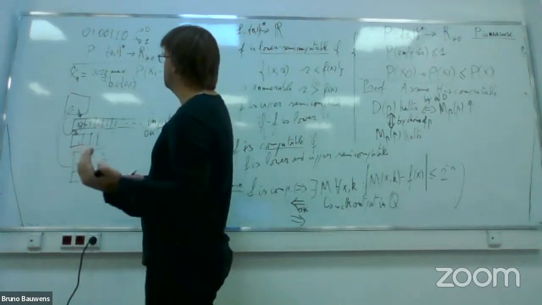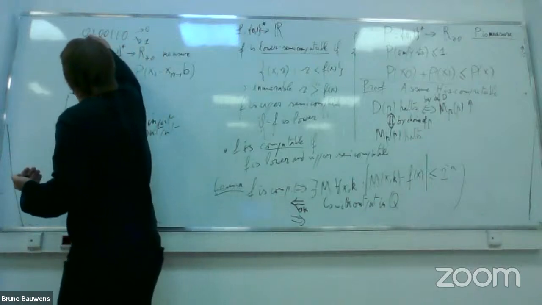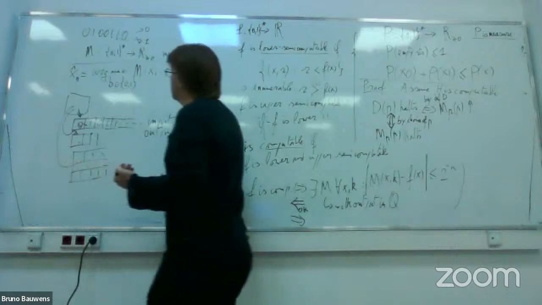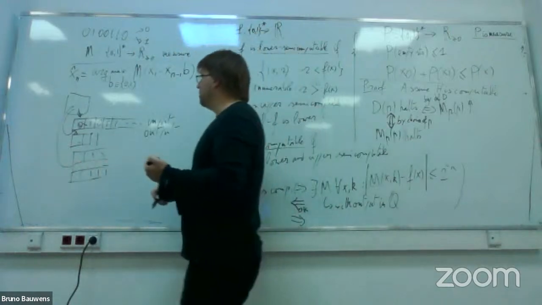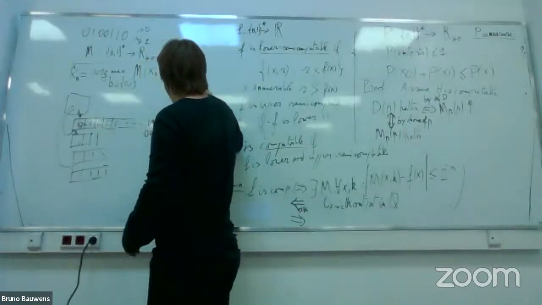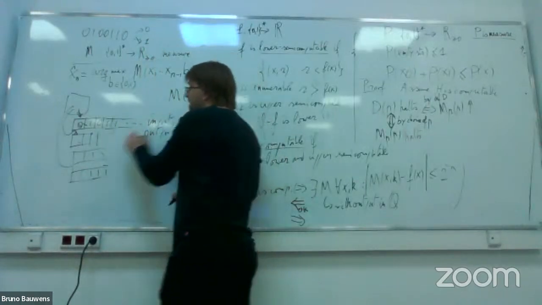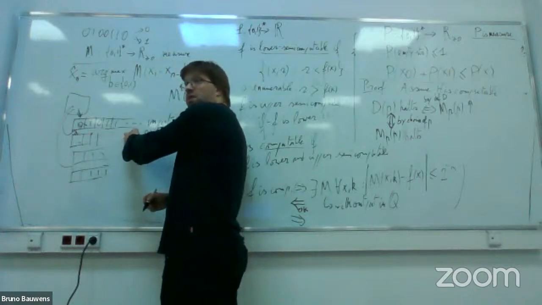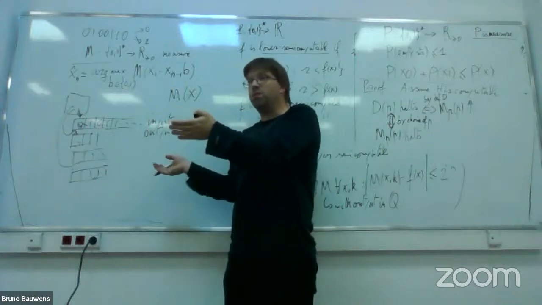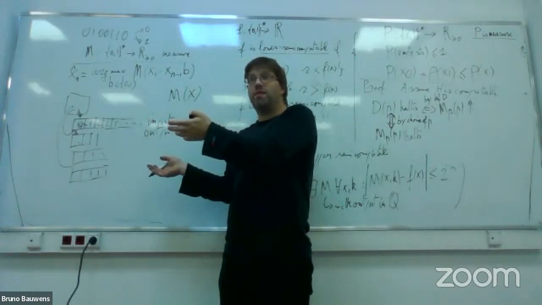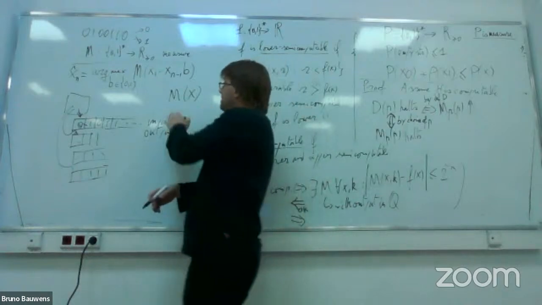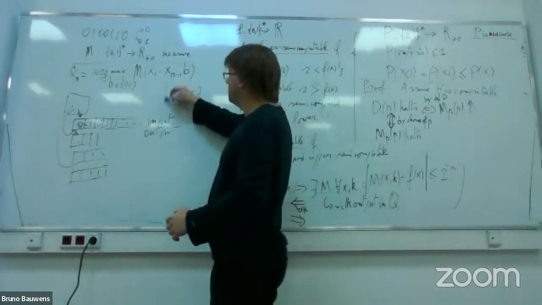And now Solomonoff defines a special measure M for this scheme, where M of X is the probability that X appears at the beginning of the output tape. The probability that the output tape in this process starts with X and maybe any continuation. So this is the prior distribution.